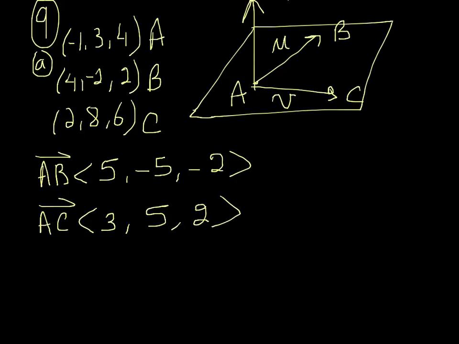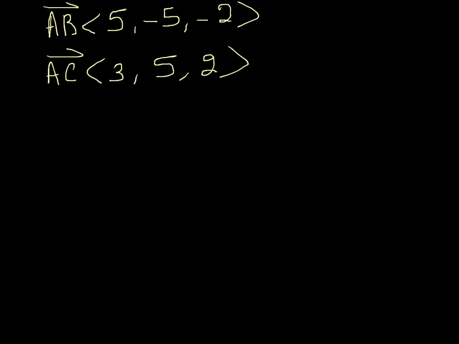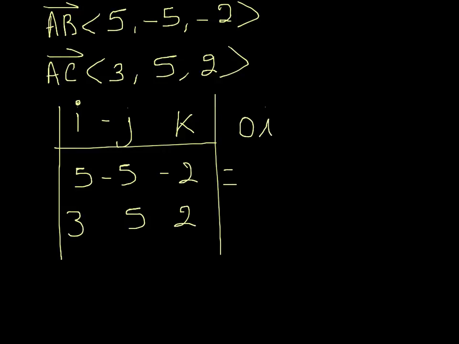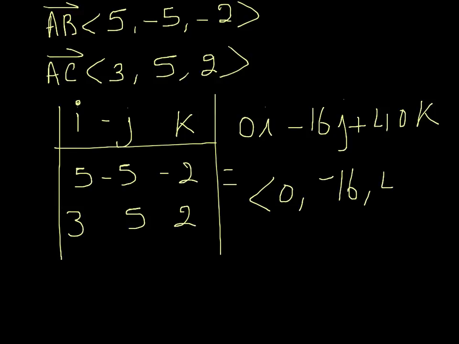Now we have to find the vector that's perpendicular to the plane by doing the cross product. So we got the i, the j, the k. 5, negative 2, 3, 5, and 2. Change the sign on the first row, and then here only you have to change it on the j. Do the expansion, take your time. I'm going to give you the answer, and the answer is going to be 0i minus 16j plus 40k. So the vector perpendicular to the plane is 0, negative 16, 40.